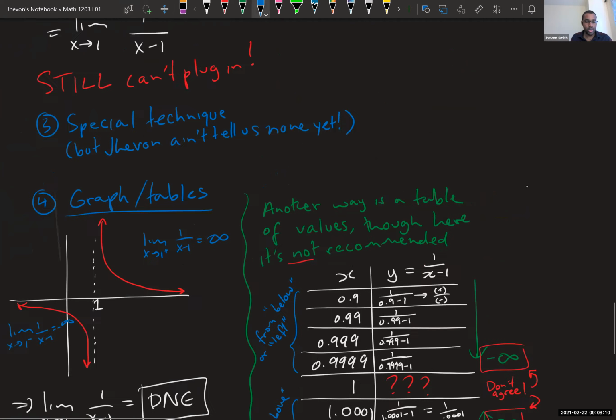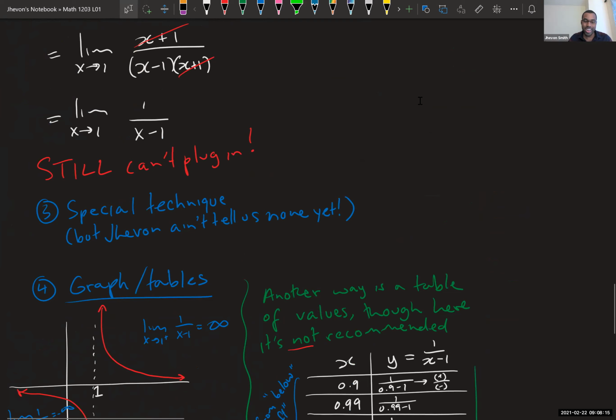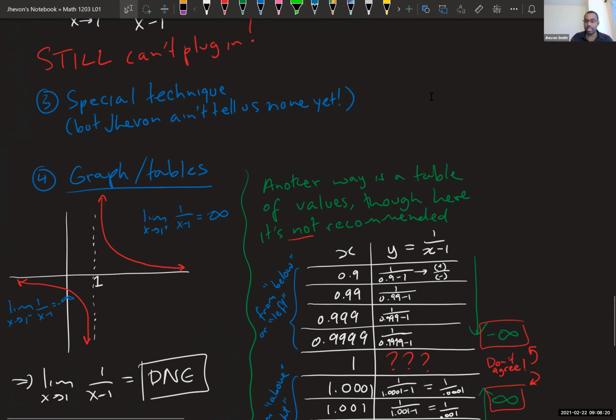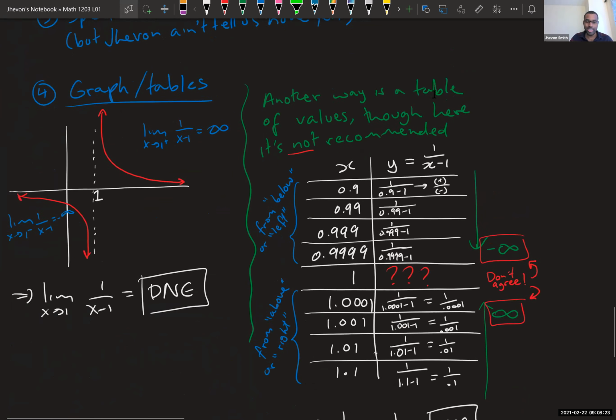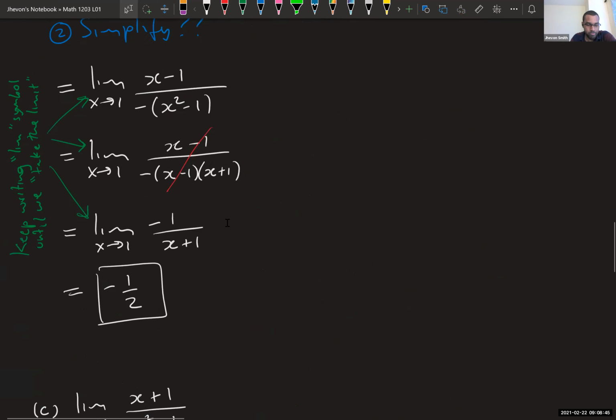So here was one where we try to plug in, can't plug in. Simplify, didn't really solve our problem. So now we move on to the big guns. Technique 3 was a special technique, but we don't have that yet. And 4 is to actually graph or do a table of values. The other technique wouldn't really help us here because we have two of the same kinds of functions. We have a polynomial on a polynomial, and the x isn't going off to infinity or anything, so it doesn't really help us.